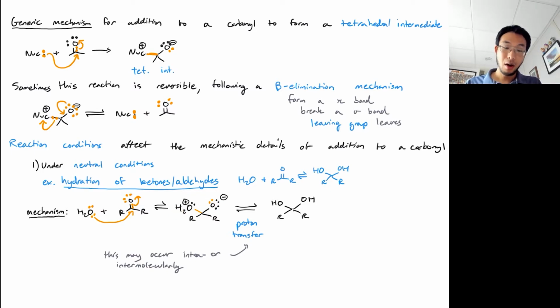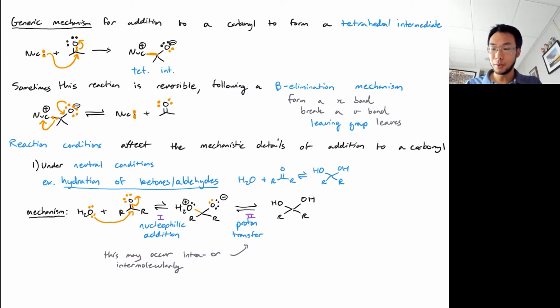or it could be that two of these molecules run into each other just by chance, and they pass their protons to each other. Or it could be that this molecule runs into another molecule of water in the reaction and does this intermolecular acid-base reaction. The point is that there are enough possibilities that we don't actually know, and so we just generically call that a proton transfer. So under neutral conditions, addition to a carbonyl proceeds by first nucleophilic addition, and then second, a proton transfer.